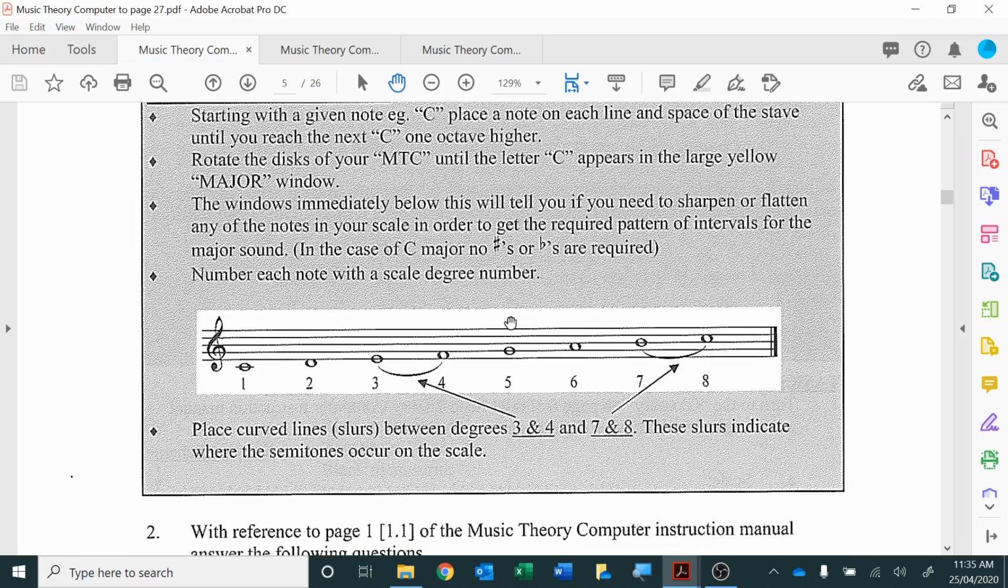The window immediately below will tell you if you need to sharpen or flatten any of the notes in your scale in order to get the required pattern of intervals.